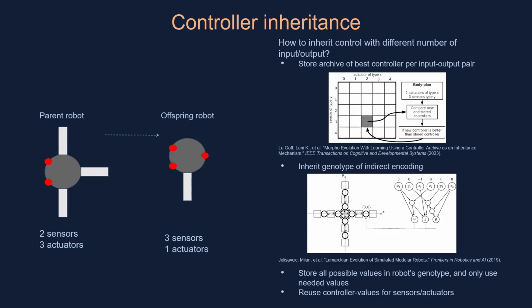So the neural network controlling the parent robot will have a different number of input and output neurons than the offspring robot. So this creates a problem for inheriting controllers. So how can you do that? One way you can do that is to store an archive of best controllers per input-output pair. So you would, again, based on the MAP-Elites algorithm, have on one axis the number of sensors, and on the other axis the number of actuators.